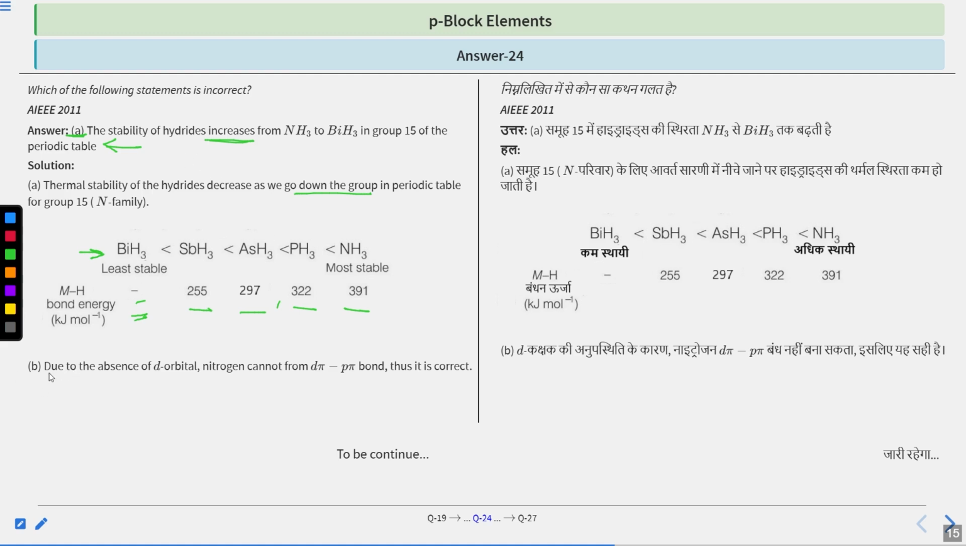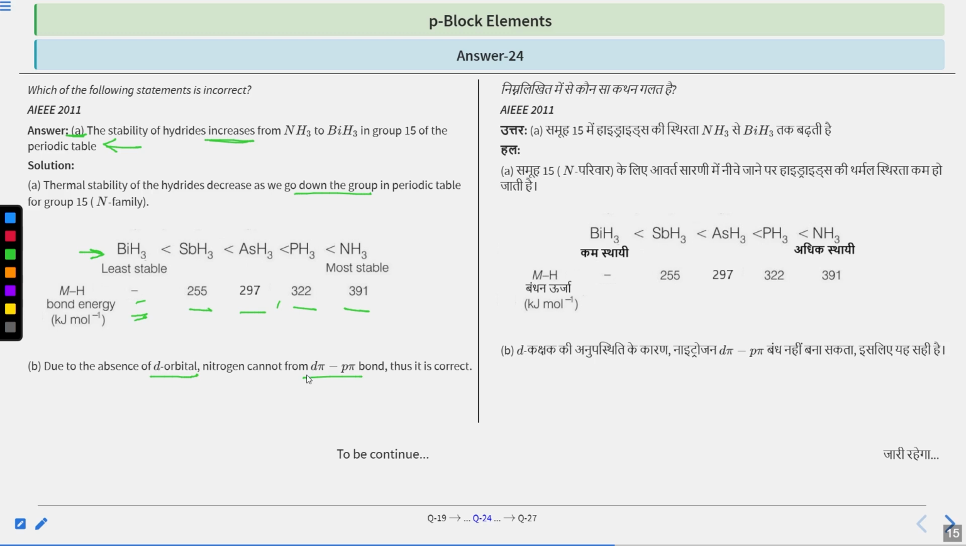The B statement is: due to the absence of d orbital, nitrogen cannot form dπ-pπ bond. Thus it is correct, right? Because in nitrogen there is no d orbital present, that's why it cannot form dπ-pπ bond. This is our statement for the B option, and that is also a correct statement.